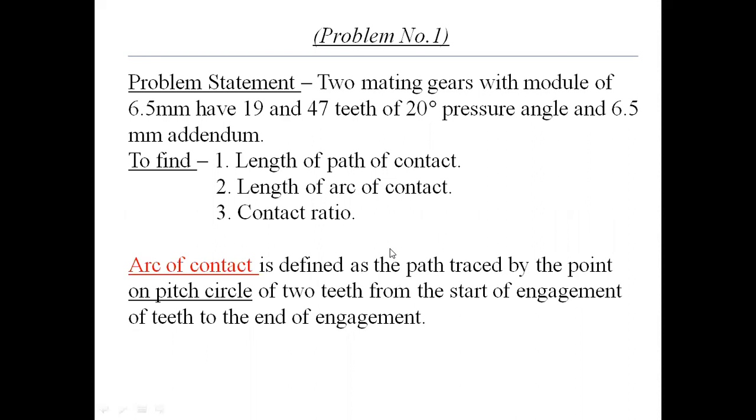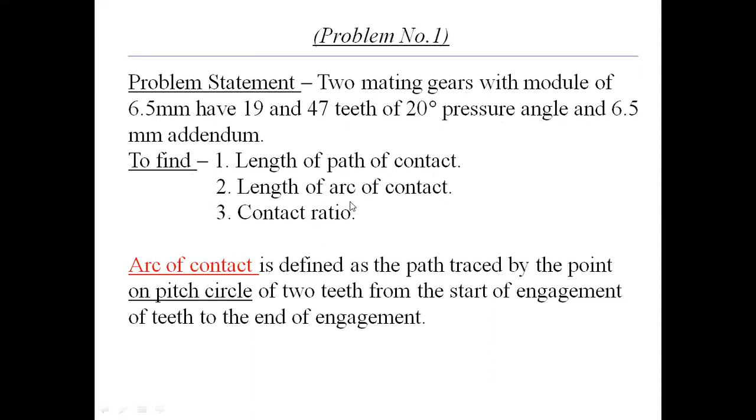The problem statement is: two mating gears with module of 6.5 mm have 19 and 47 teeth of 20-degree pressure angle and 6.5 mm addendum. Find the length of path of contact, the length of arc of contact, and the third one is contact ratio.